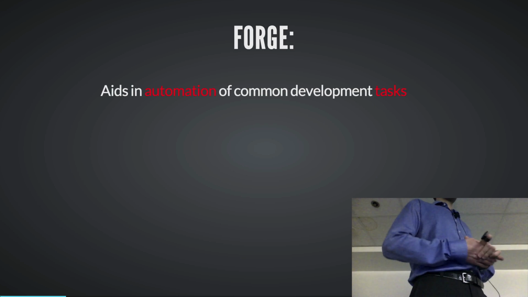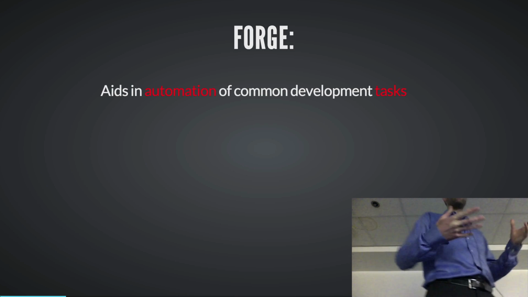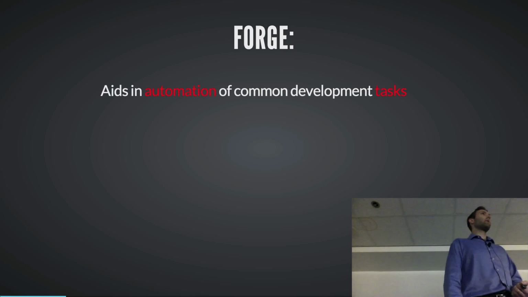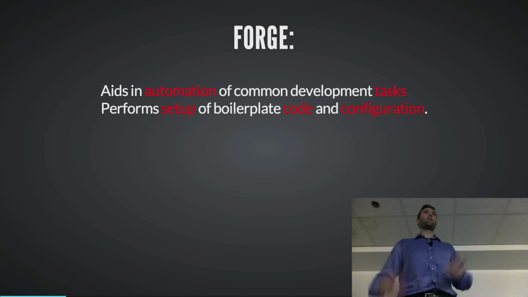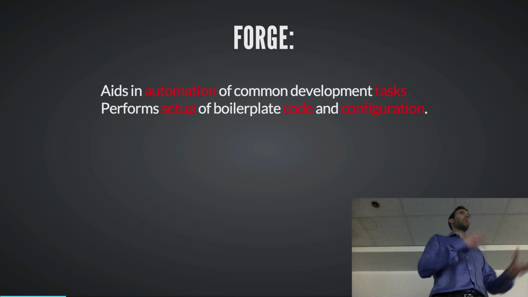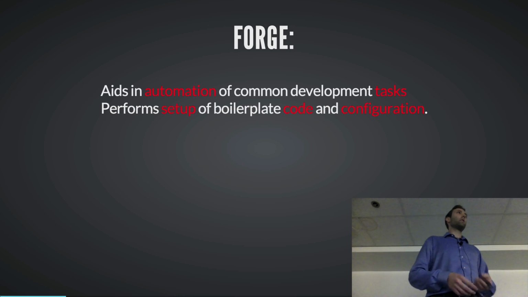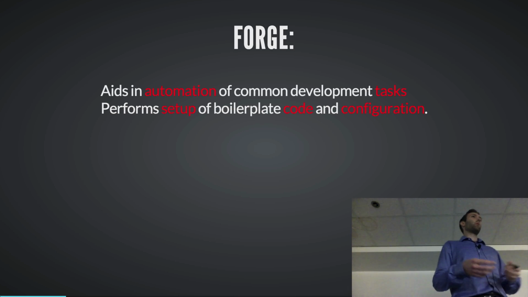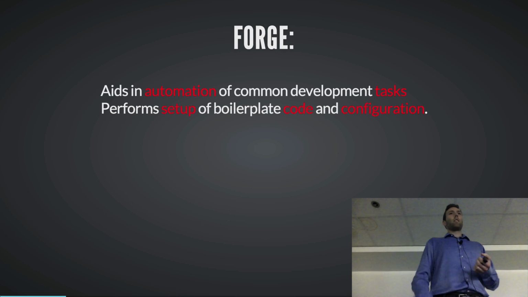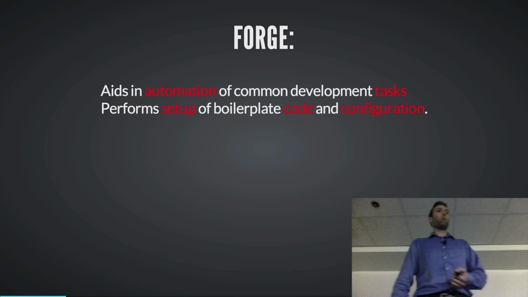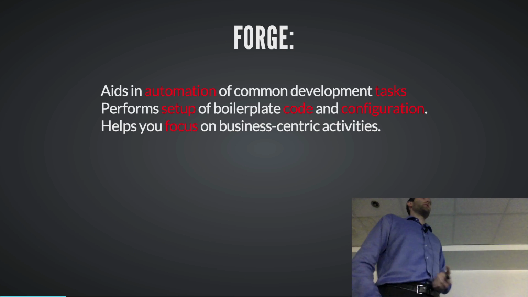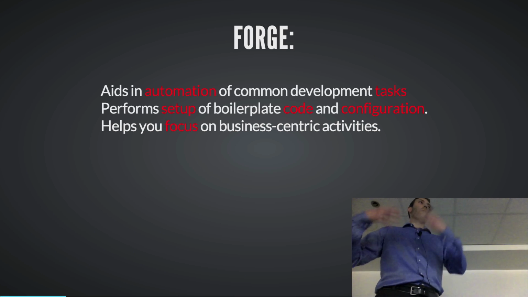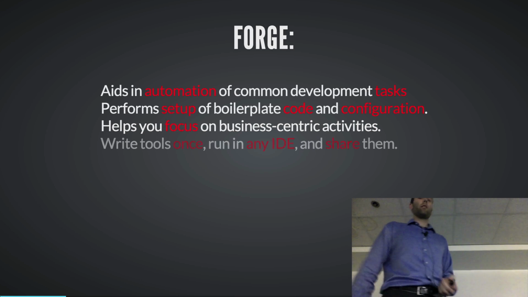Forge, out of the box, aids in the automation of common development tasks. It performs the setup of boilerplate code configuration. It'll help you set up your Java EE specs. It'll help you integrate technologies like Arquillian, for example. Like we have an Arquillian plugin for Forge. It'll help you set up Arquillian. And it helps you focus on the business-centric activities instead of the mundane daily activities that you're stuck with.